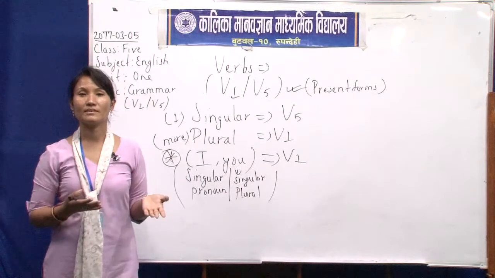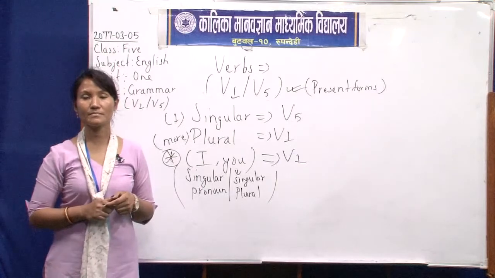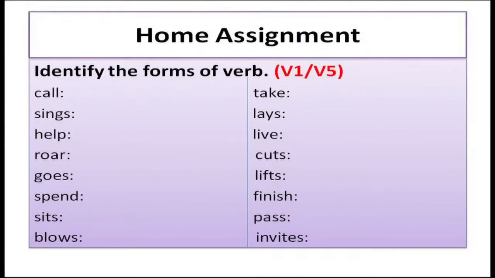Now I have some home assignment for you, so we will have a look at the last slide. Now this is the home assignment for you. Identify the forms of verb. How many forms did we learn today? We learned only two forms, verb 1 and verb 5, and both are present forms. So you have to identify whether they are verb 1 or verb 5. You just have to write either verb 1 or verb 5.